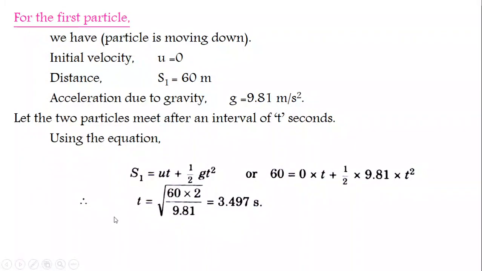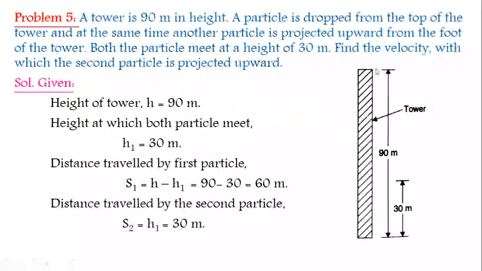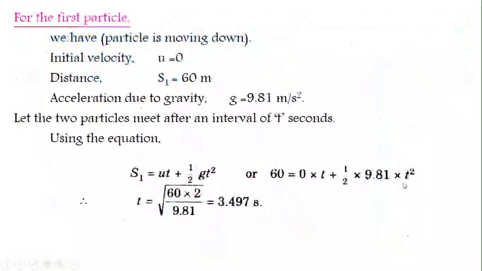For the first particle, we have to find the time required to travel from the top to the 30-meter height. The first particle is moving in the downward direction, so g takes the positive sign.